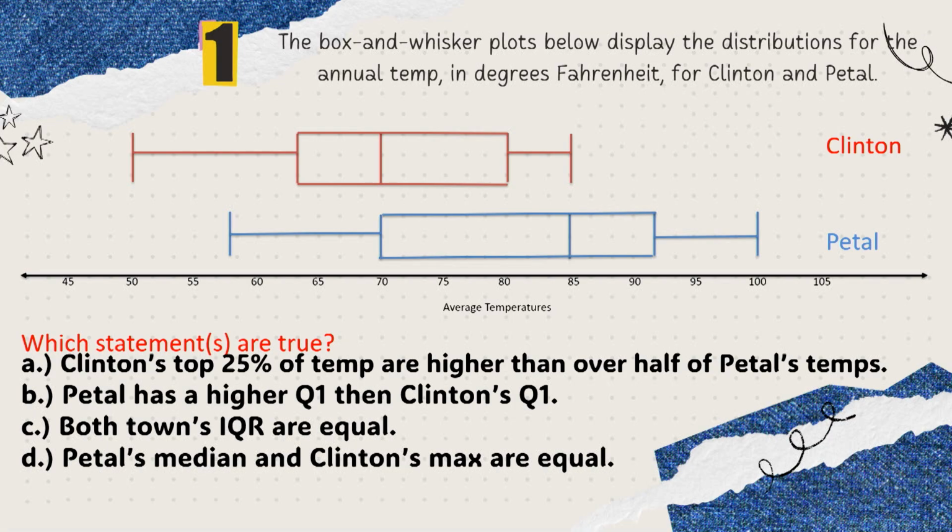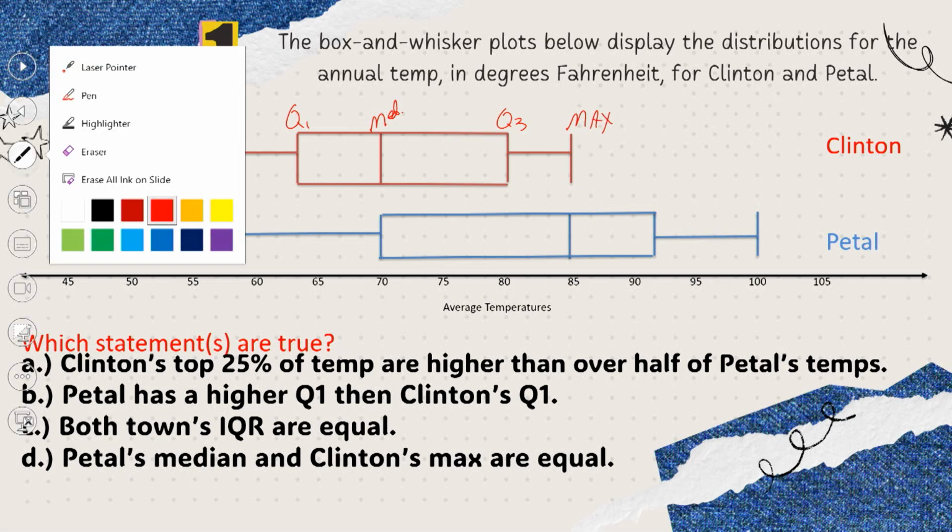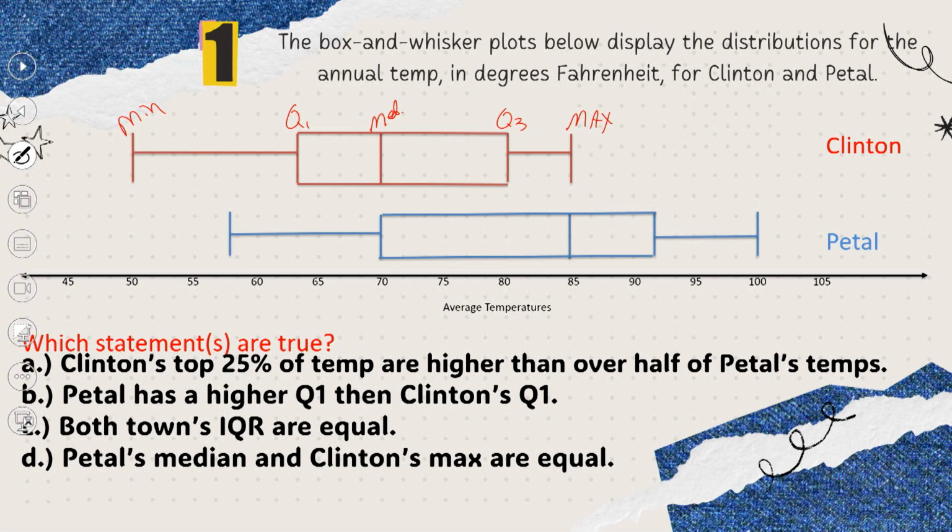So before we start looking at the question, let's go ahead and label. We've got our min, we have our Q1, our median, our Q3, and our max. So then let's look at Petal. Petal's is going to be our min, our Q1, our median, our Q3, and our max. So now that we see what number is what, let's go to the question.